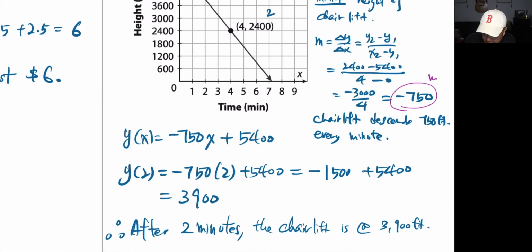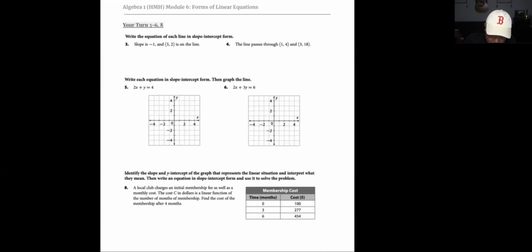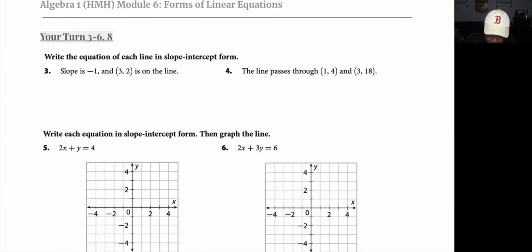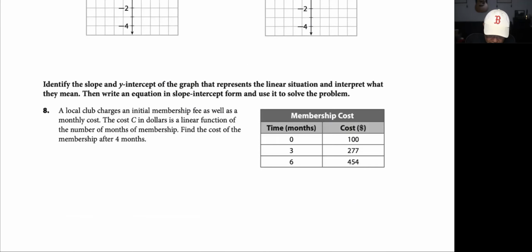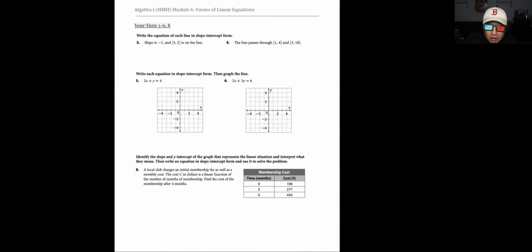All right, guys, that is about it. And here is your turn. If you need to copy the numbers down, there you go, and the bottom numbers are here. Let me pause the video. So why don't you pause the video and try this?